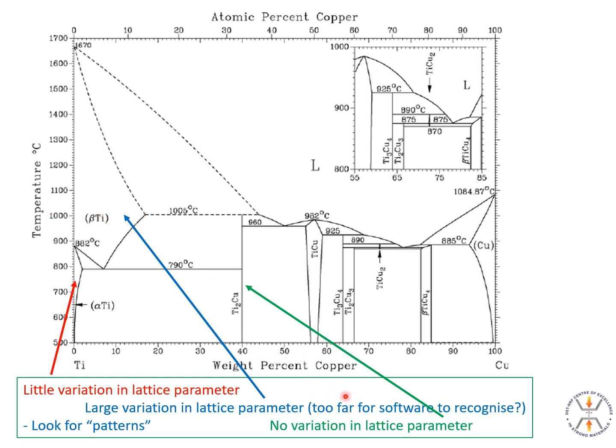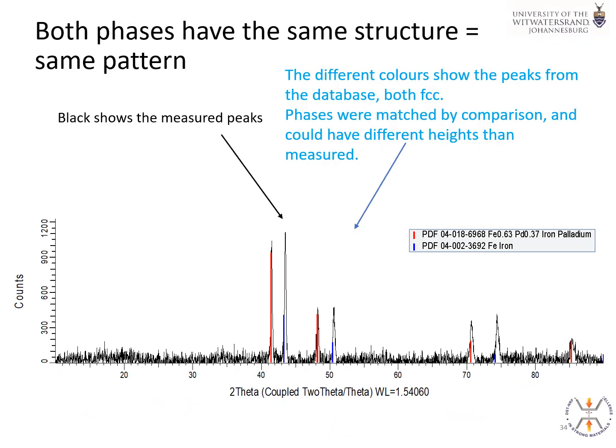Now, what can happen is, because you've got a wide solid solution, if the difference is large, it might be too far for the software to recognize. So you've got to look for patterns and compare. And then this is what we call a line compound. It's got virtually no variation, and so that should have no variation in lattice parameter or peak positions.